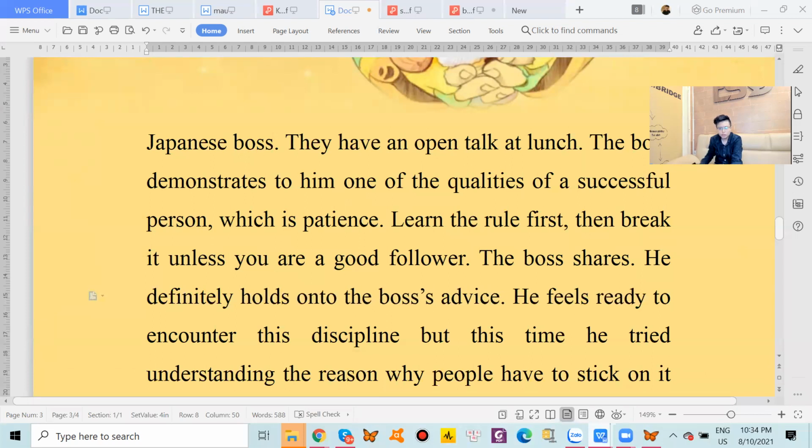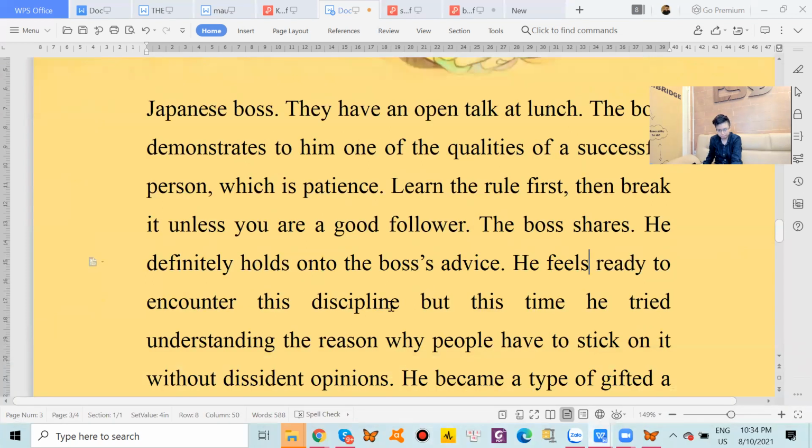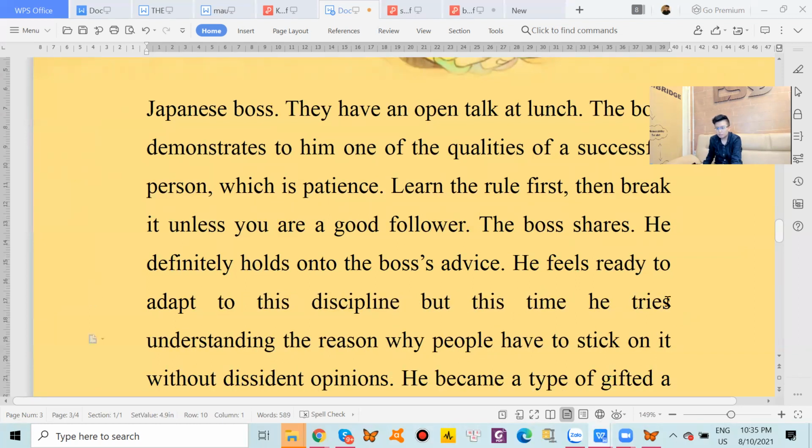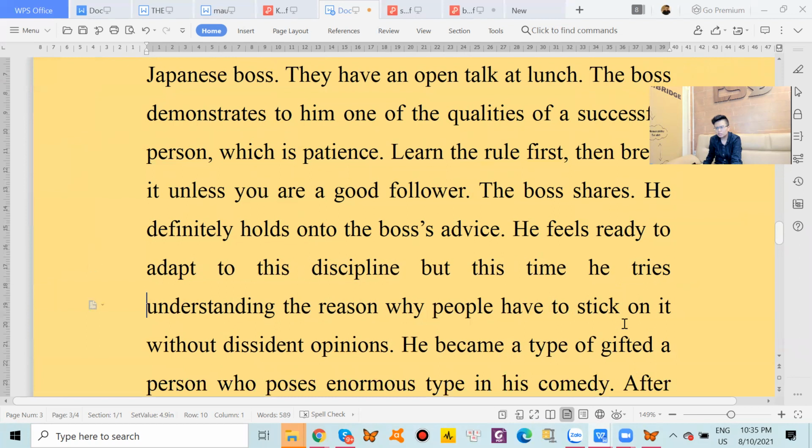He feels ready to encounter this discipline, but this time, he feels ready. He feels ready to adapt to this discipline. It means that he tries his best to make himself become accustomed to this kind of discipline. He feels ready to adapt to this discipline, but this time he tries understanding the reason why people have to stick to it without dissident opinions.